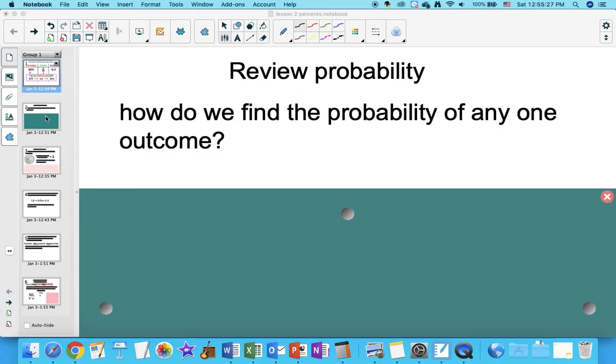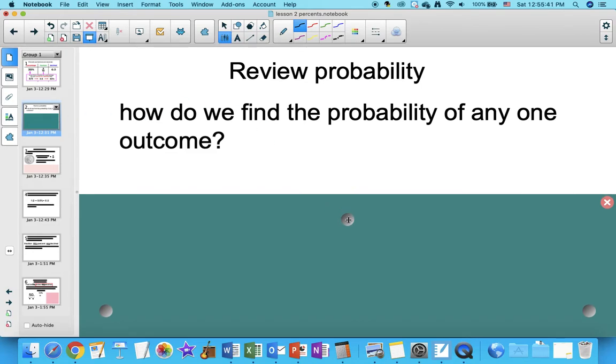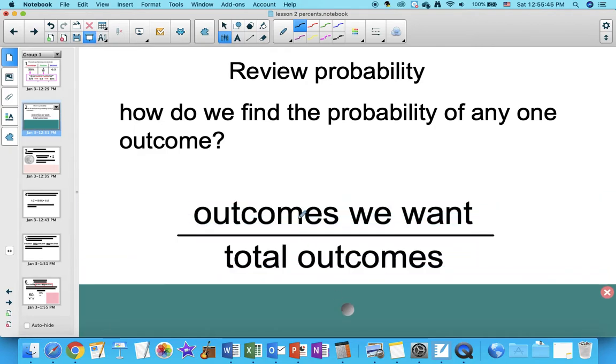So, review. How can we find the probability of any outcome? This is back to our very first unit, so hopefully you remember this because I'm asking this now. To find the probability of any outcome, you need the outcomes you want, what you're looking for, over the total number of outcomes, the total number of things that could happen.